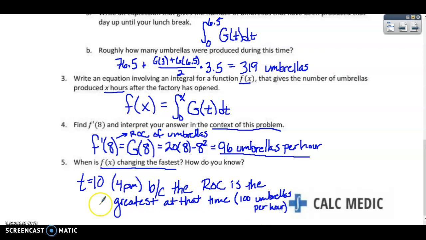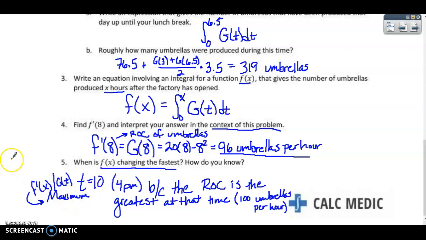What is this, by the way? This is a maximum. And what is it a maximum for? It's a maximum for f prime of x. It's also g prime of t. Those are the same, right? It's where f prime of x or g prime of t is at a maximum.